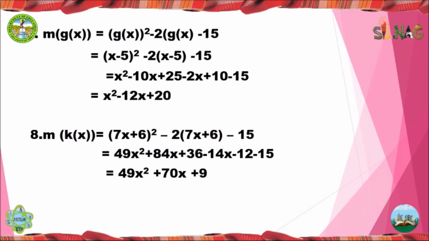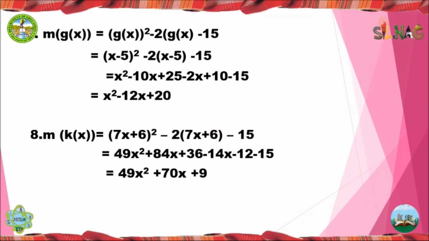Then we apply distributive property. Negative 2 times x is negative 2x. Negative 2 times negative 5 is positive 10 minus 15. Then we combine similar terms. We have to copy x squared and then negative 10x minus 2x is negative 12x. 25 plus 10 is 35 minus 15 is positive 20. The value now of m of g of x is equal to x squared minus 12x plus 20.